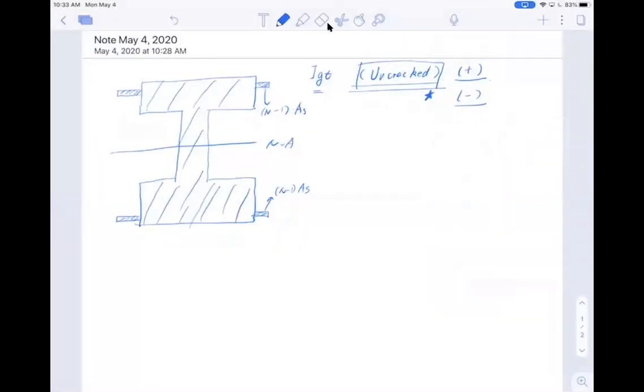Okay, all right, can you guys see better? So this is for the uncracked section, okay? Be careful, this is slightly different from the lecture notes. The lecture is IG, and this is asking you to do IGT, okay?